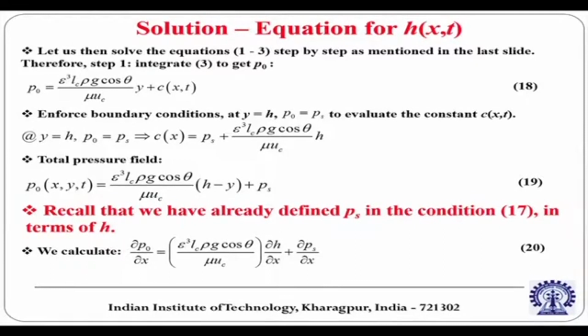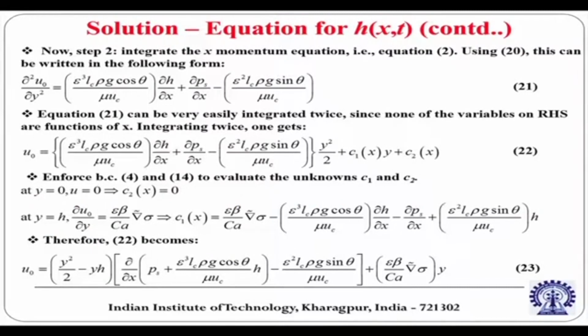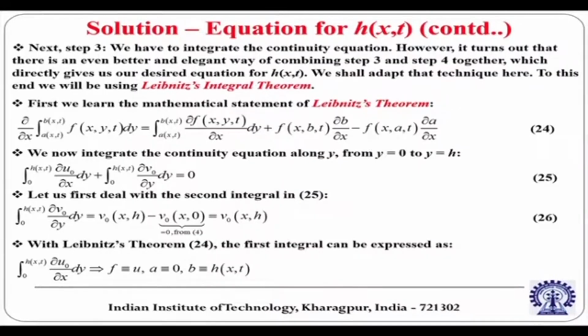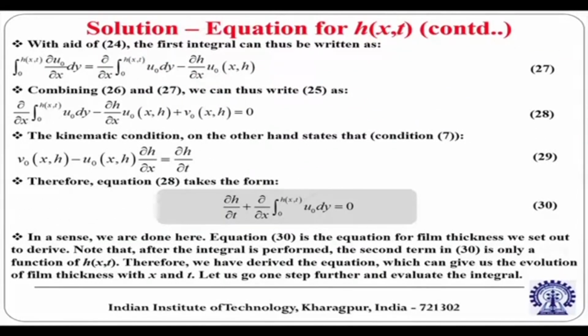We started with the y momentum equation, then used the normal stress related boundary condition, then we calculated the axial pressure gradient, used the x momentum equation, and integrated the velocity profile twice. We used the no slip boundary condition at the wall and the tangential stress related condition, and that u we finally substituted in the continuity equation, where we use the Leibniz rule to bring the d/dx out of the integral, and in the process we use the kinematic boundary condition. So that eventually led to equation number 30, which is the form with which we will start today: del h del t plus del x of integral 0 to h u0 dy equal to 0.